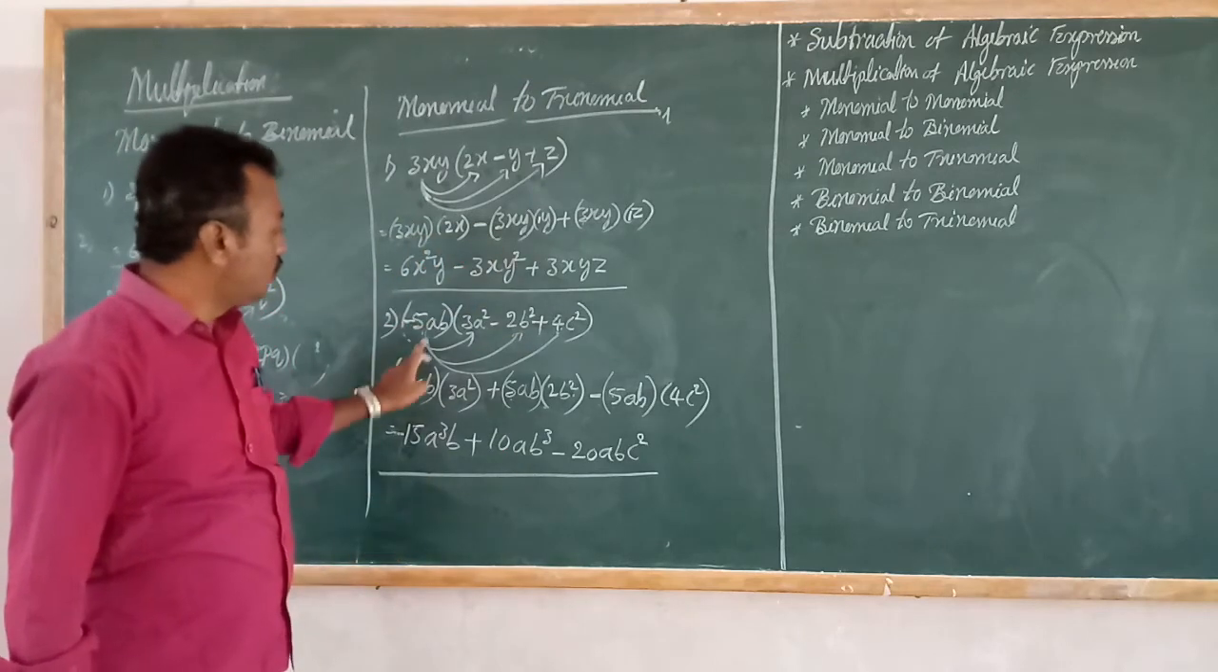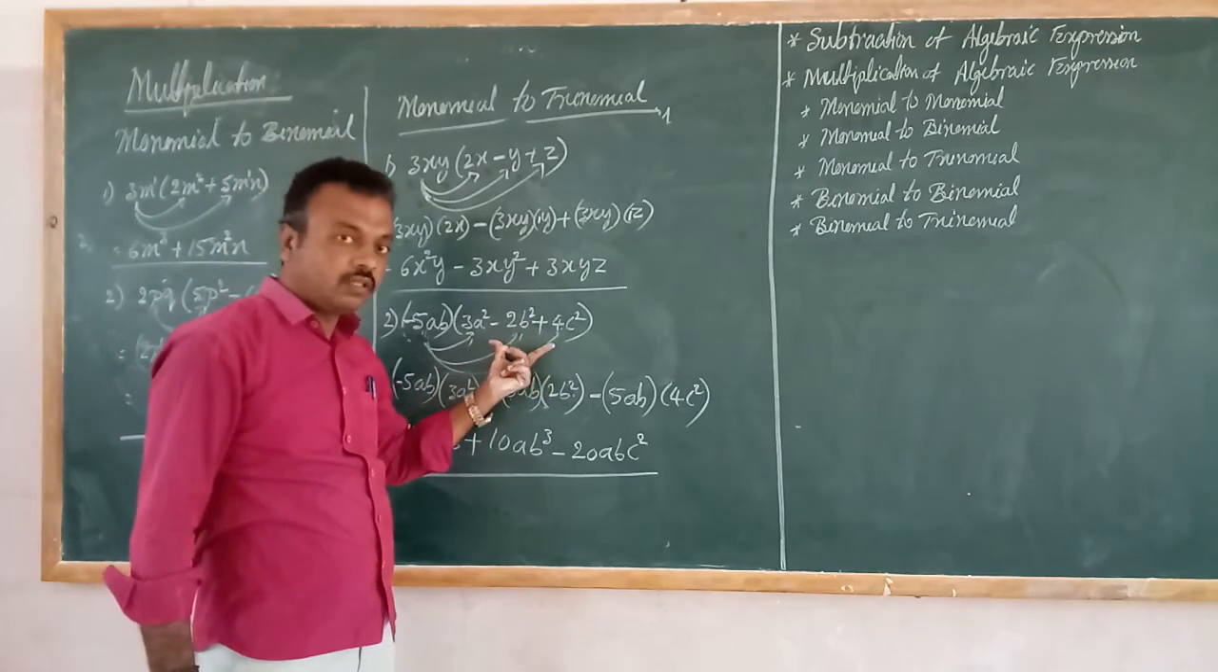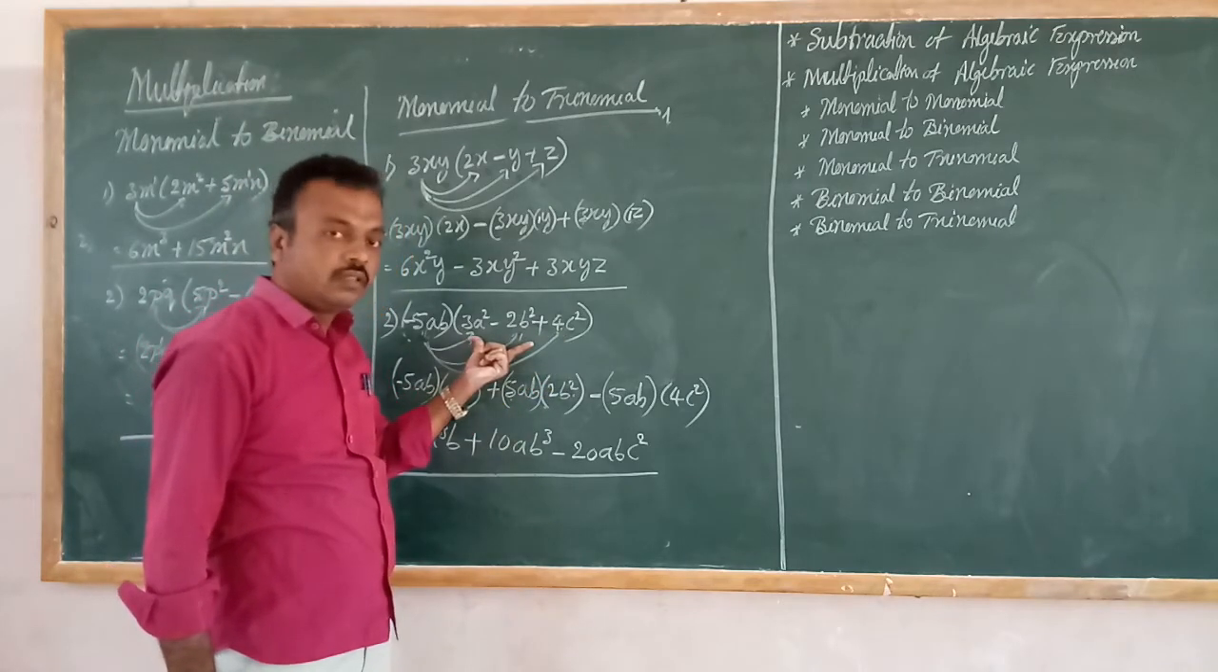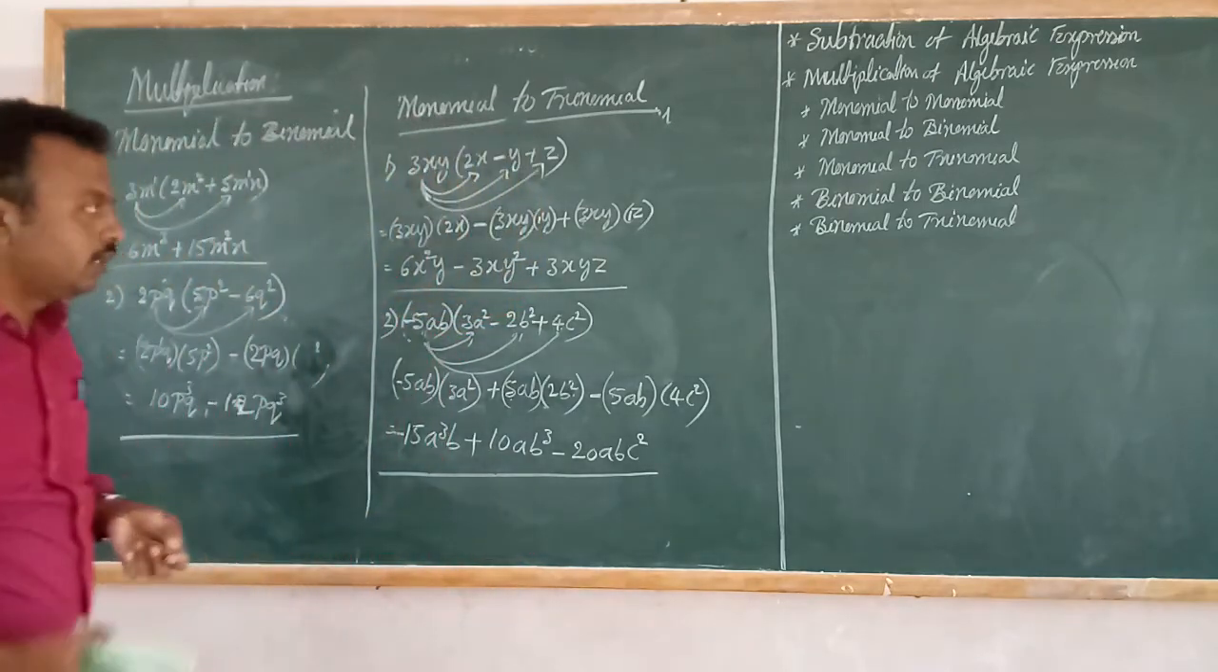Understand friends? This minus 5ab and 3a square plus 2b square plus 4c square. So this is the product of these terms. Okay. So this is the monomial to trinomial. Do you understand friends? Yes.